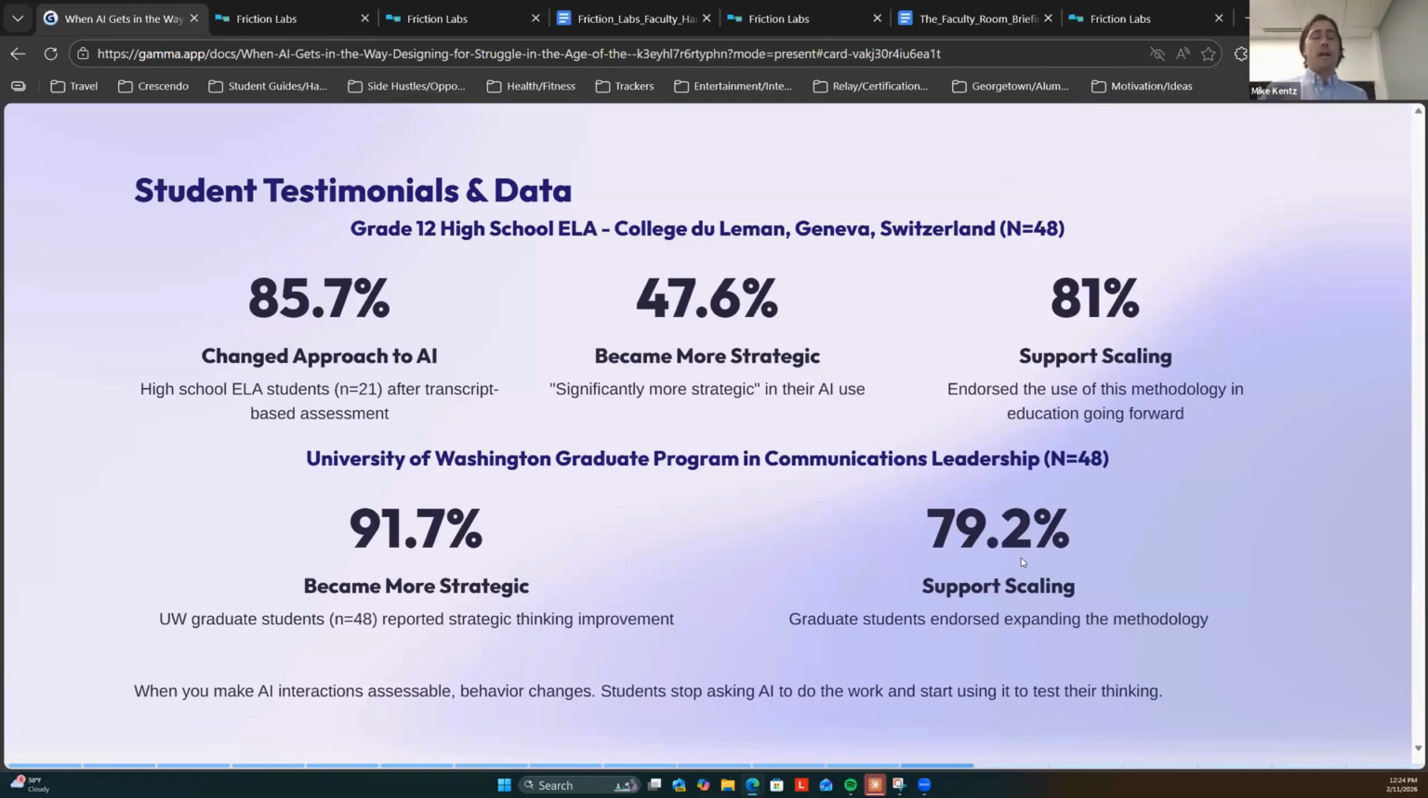We then went to a graduate program in communications leadership at the University of Washington. Bigger sample size, 48 students, very similar approach, similar questions. 91% of those graduate students became more strategic. And my favorite number of all, 79% of those students supported scaling this, not just in graduate level education, but also in workplace training, employee training, and evaluating your performance in the workplace, because a lot of those students are mid-career professionals. So we wanted to know how they felt about maybe using this in that situation as well.